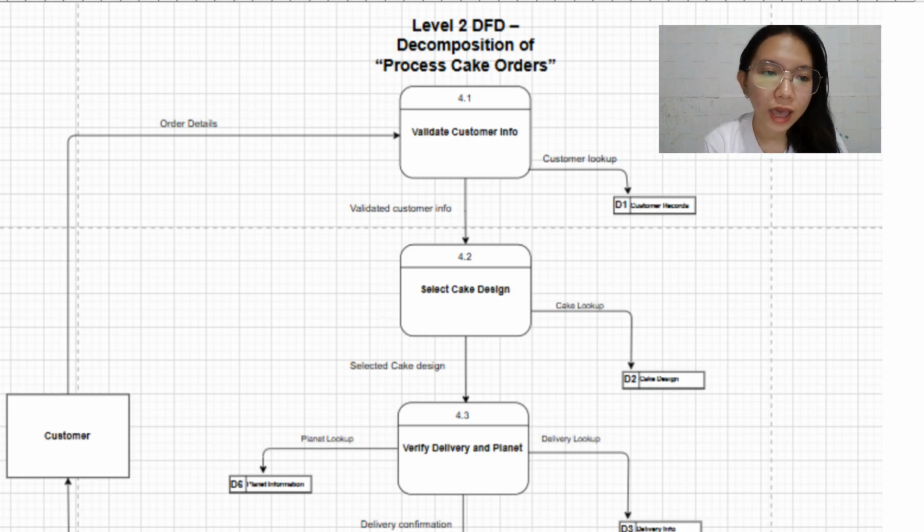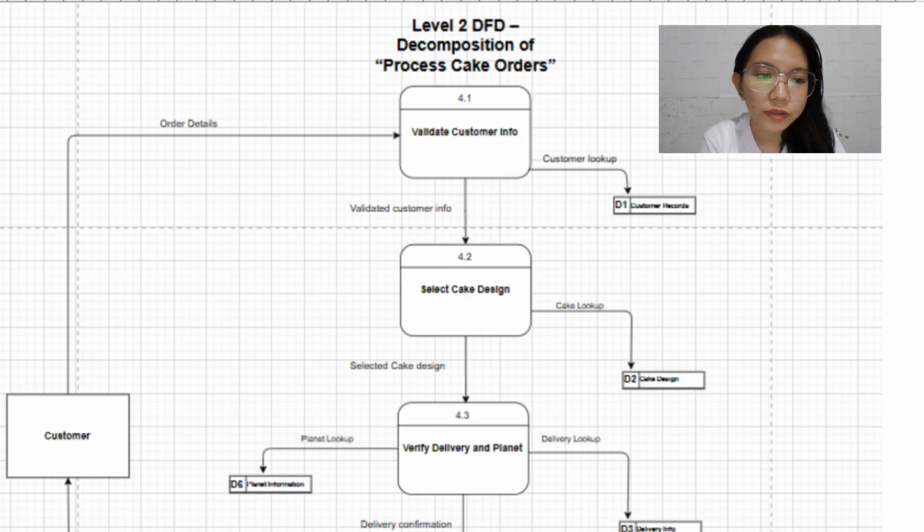So firstly, we have the process 4.1, which is validate customer information. Here the system checks if the customer is valid by looking up their details in the customer records, our data store number 1. Our input here is the order details from the customer. So, ang output naman natin na i-input sa ibang process is the validated customer information.